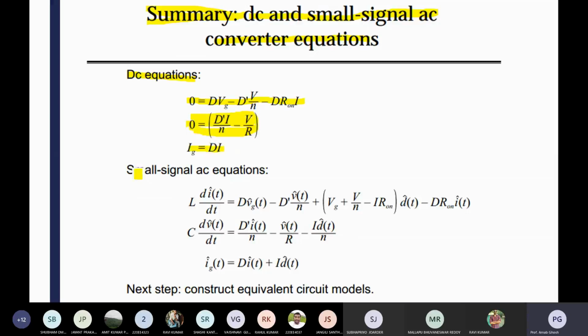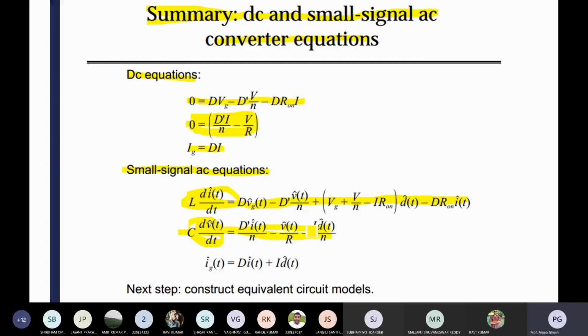Then the small signal AC equations. You get the inductor voltage expression in terms of AC components, all of them being AC components. Then the capacitor current, in terms of the capacitor voltage: C dVc by dt equal to that expression, which comes from your capacitor current expression. And then your input current. So all of these are the small signal AC equations.